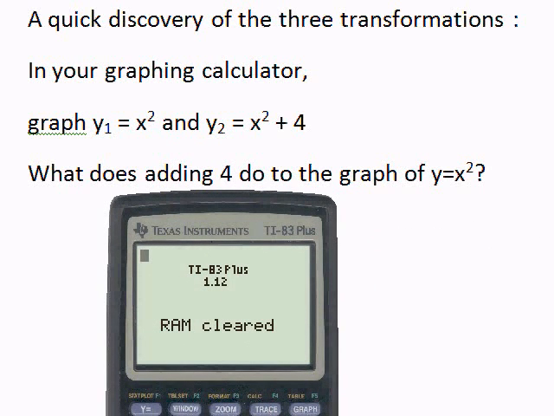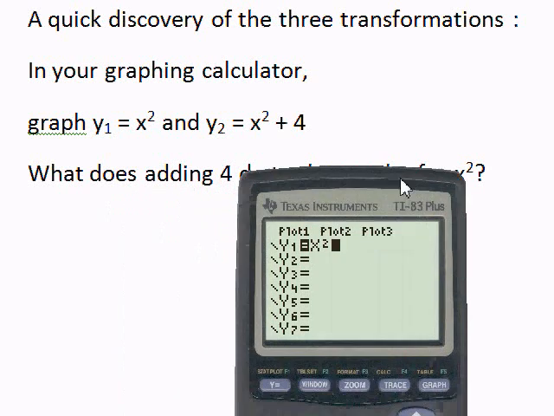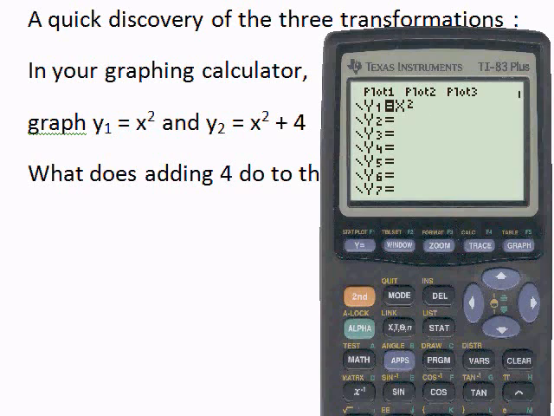Now what I want you to do is grab your graphing calculator, turn it on, and put in x squared in y1 and x squared plus 4 into y2. Now when we graph these two, I'm going to move my cursor over to the left until it's blinking on top of that little symbol next to the y2. I'm going to press enter on that to cause that second graph to be darker.